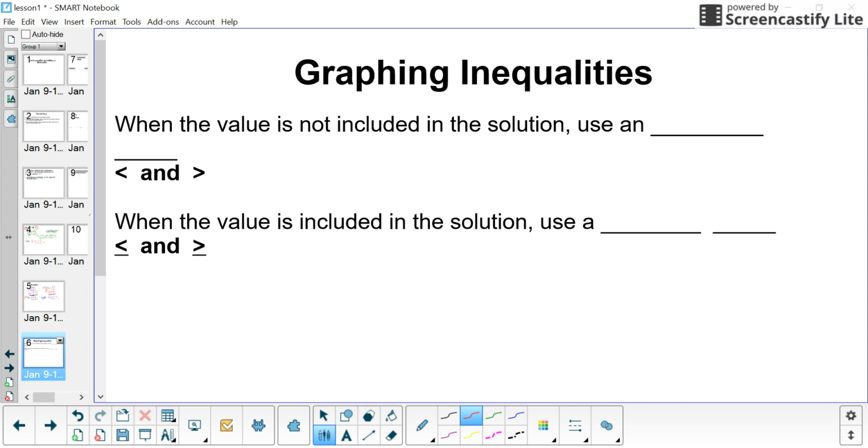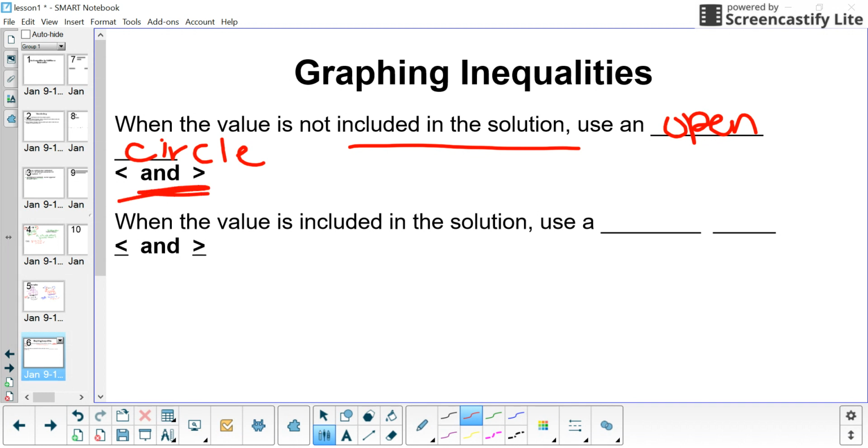Our next, I'm just going to skip, or no, I am going to go over this. This is just a recap from the last lesson, right? When the value is not included in the solution, you want to use an open circle, whenever you have less than and greater than. When the value is included in the solution, you want to use a closed circle. So if you notice here, we have the equals at the bottom: less than or equal to, greater than or equal to.